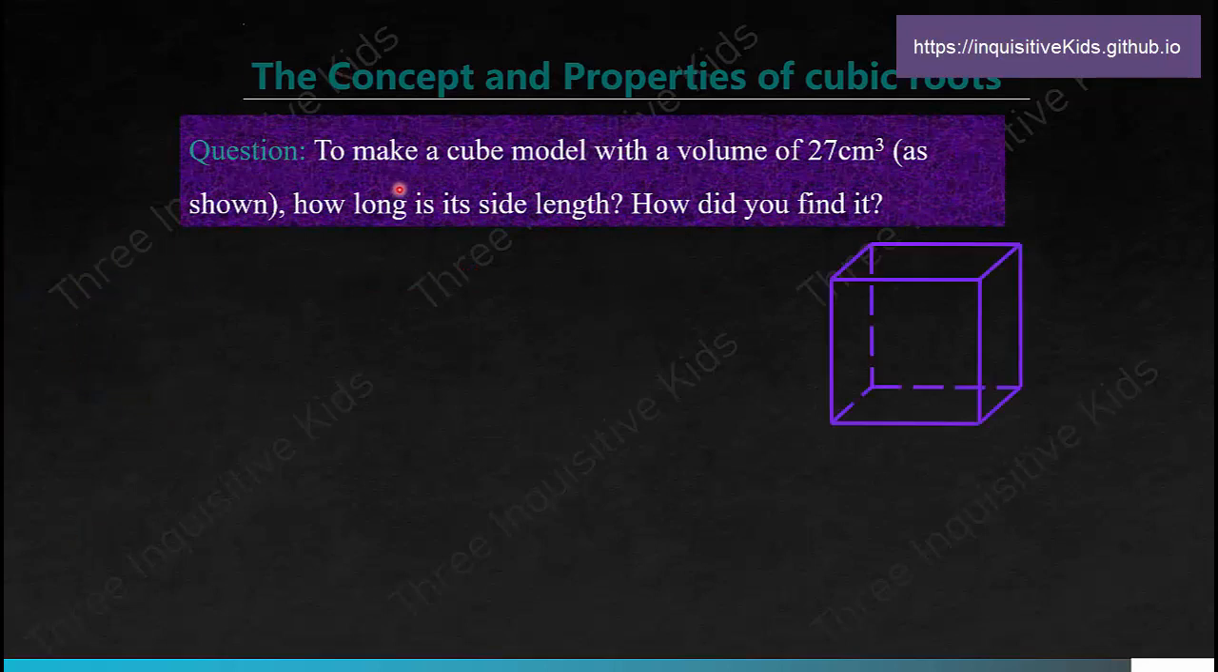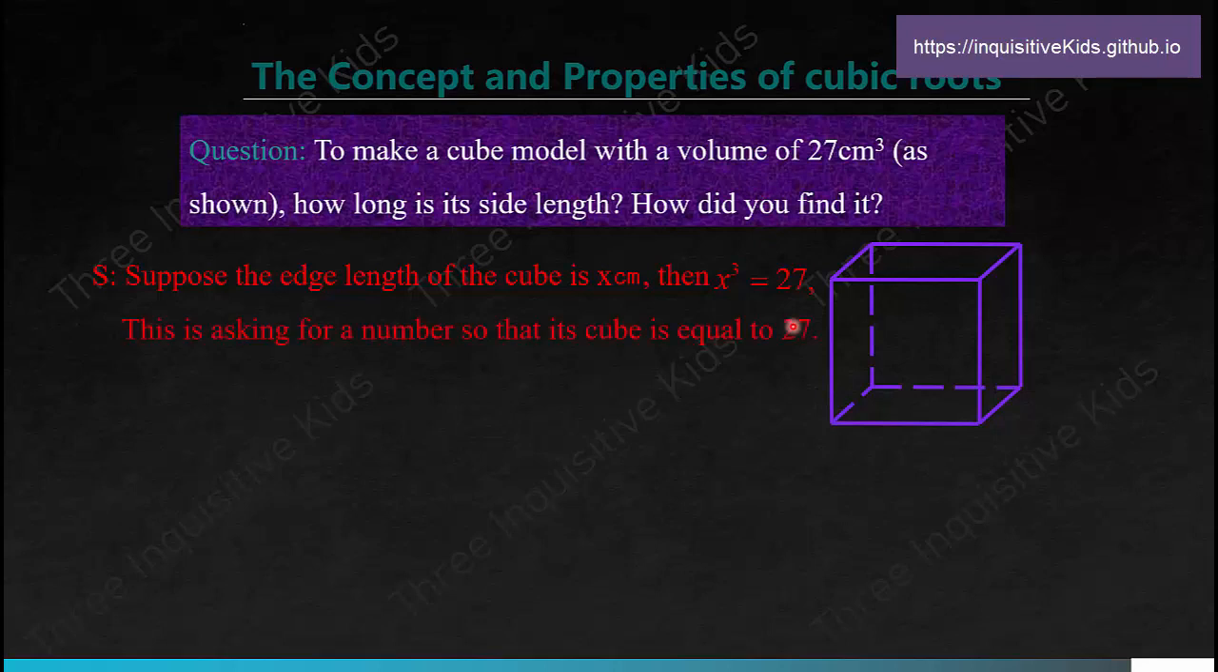To make a cube model with a volume of 27 centimeters cubed, as shown, how long is its side length, and how did you find it? So let's suppose first that the edge length of the cube is x centimeters. So then x cubed would equal 27. Everything's okay so far. This is asking for a number so that its cube is equal to 27. Well, 3 cubed is equal to 27, so x equals 3. Therefore, the side length is equal to 3 centimeters.